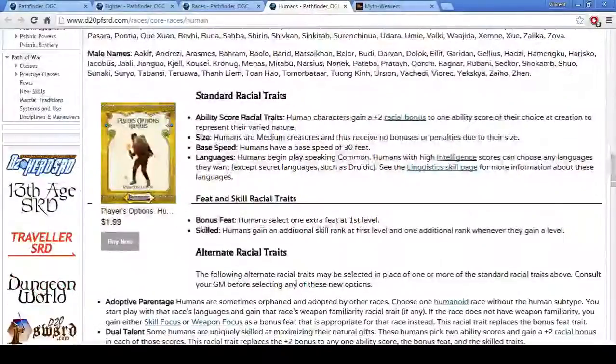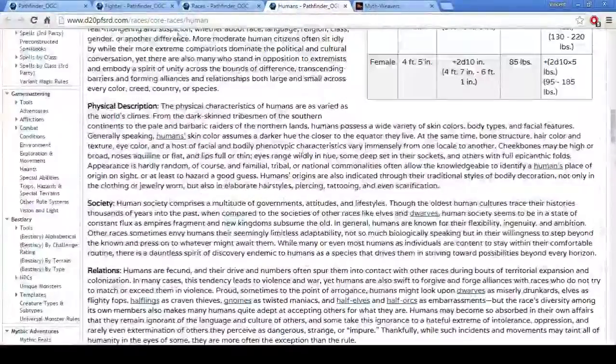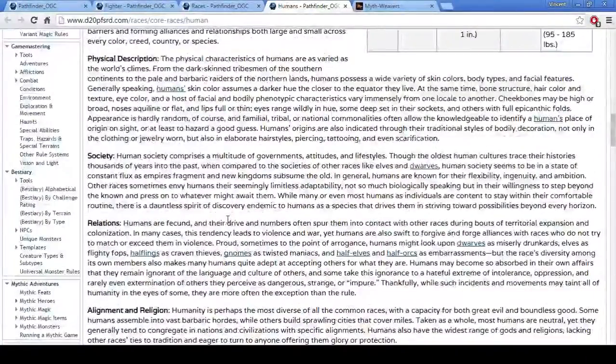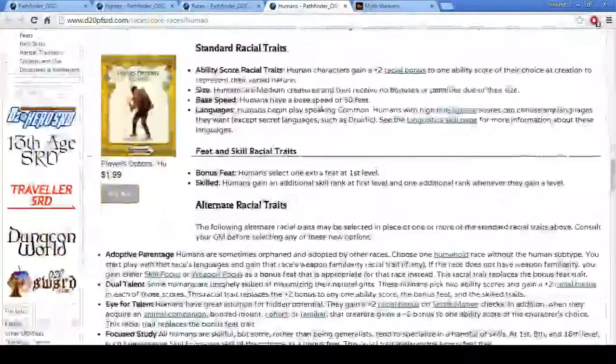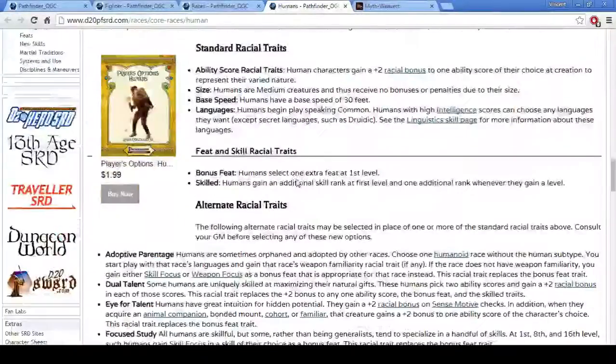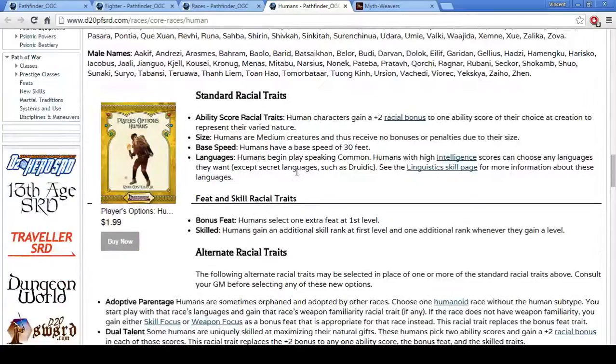Okay, so all of that's basically what it's given us. Notice that there is all kinds of flavor text here, and you're going to find that in the books as well. You can pretty much ignore that. You can do what you want. If you really want to get into your character, read some of the stuff. It's actually quite good. All you really want to look at is under the standard racial traits.